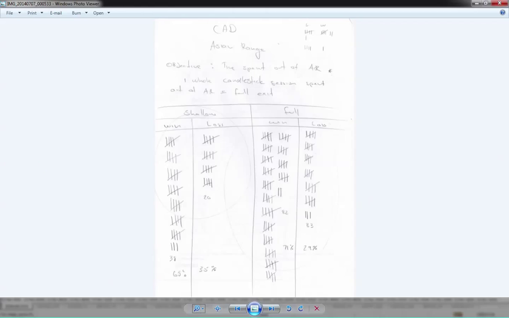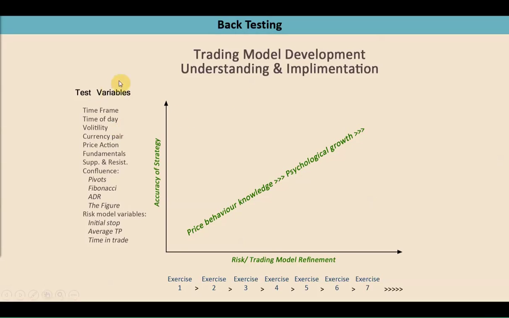On your screen now is an example of exactly how I record. When I was recording different statistics from my Asian range trade, I had a specific objective: time spent out of the Asian range, so a whole candlestick of session spent out of the Asian range, a full exit. I was testing whether a shallow exit or a larger exit or a full exit yielded different results. So here we have different variables that you can test, even if you were just testing pin bars, for example. These are some of the variables you can test.